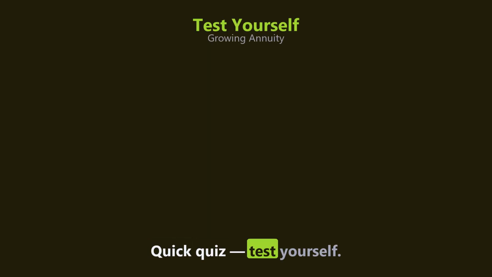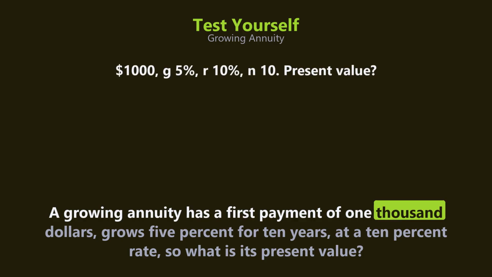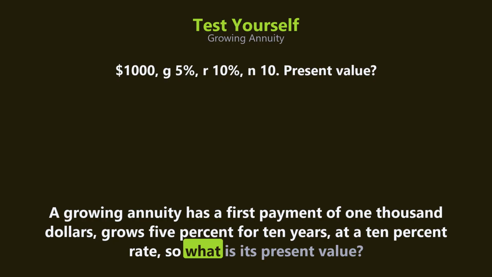Quick quiz, test yourself. A growing annuity has a first payment of $1,000, grows 5% for 10 years, at a 10% rate, so what is its present value?